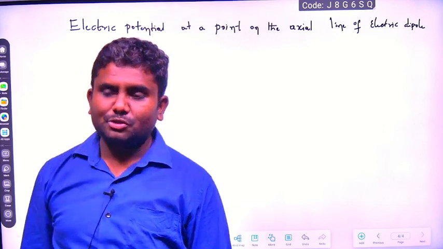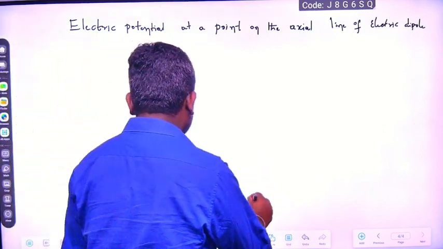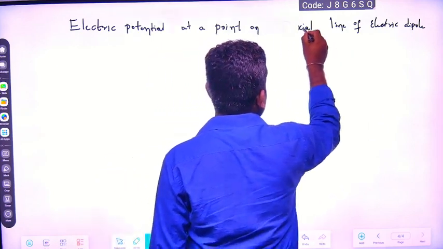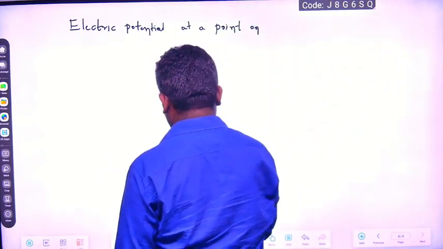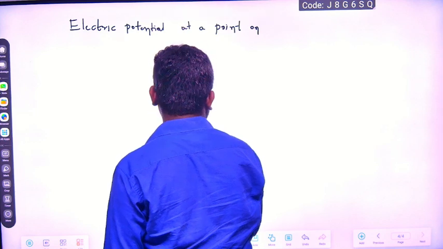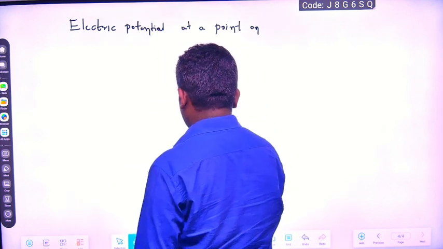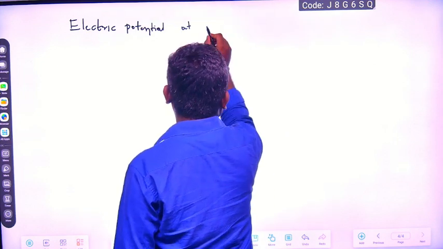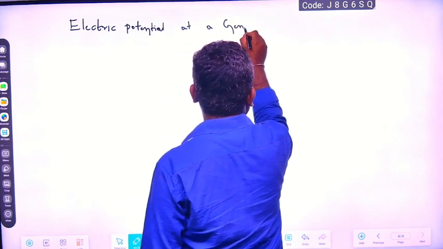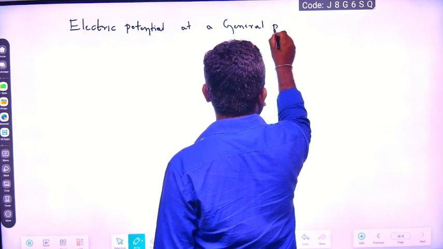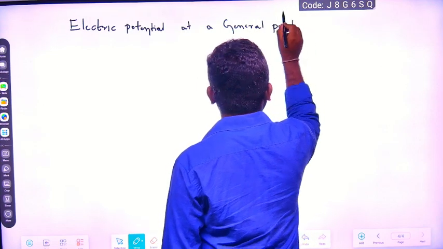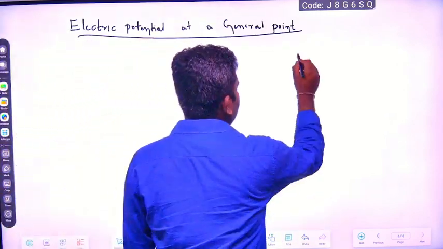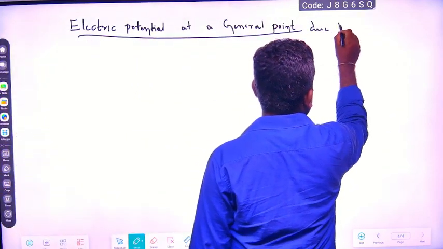Instead of that, we'll do a general point. Okay, one minute. The axial line we can do later. Any general point. Electric potential at a general point due to a dipole.